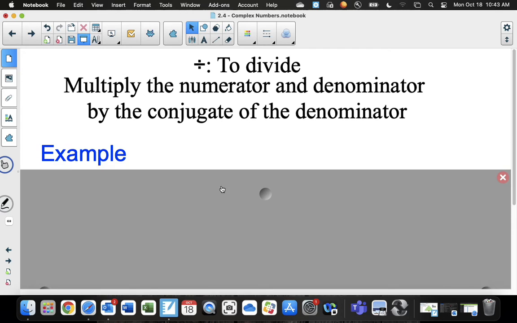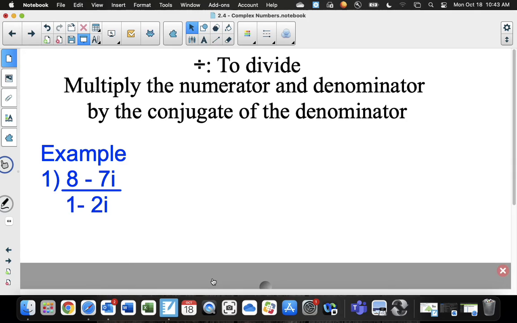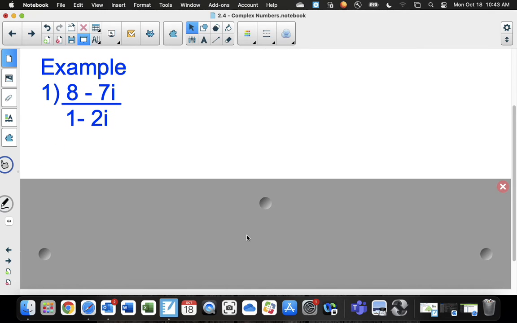So if we take a look, let me give you an example. Like I said, I've got 2 examples for you. This one's actually probably the more difficult of the 2. And ultimately, I want to end up with an answer that no longer has an i in the denominator. That's the goal, is get that out of there. So what am I going to multiply this by then? We'll multiply by 1 plus 2i.